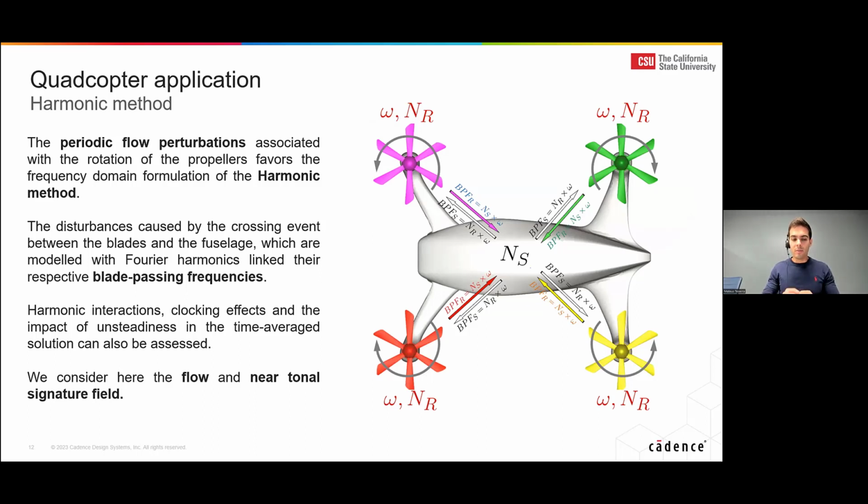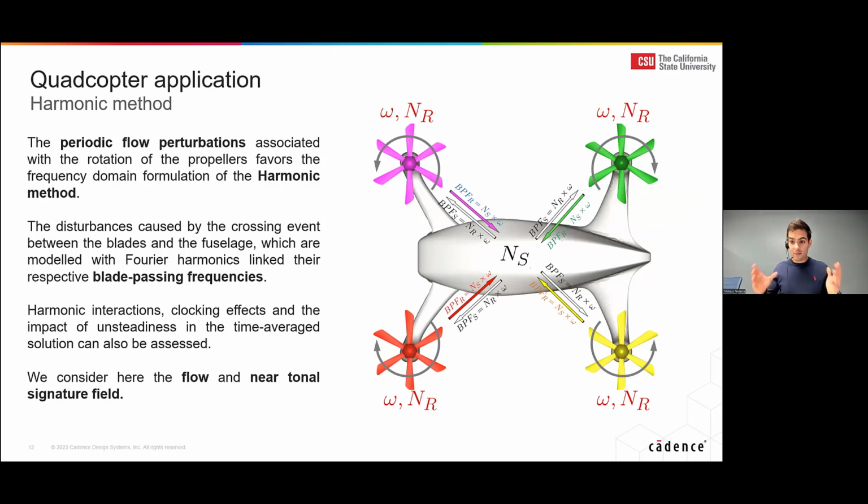So the main takeaway of the harmonic method here is the concept of blade passing frequency. So we're looking at, if I'm standing at the fuselage and the propellers are rotating, I'm going to feel a periodic perturbation in time linked to the number of blades. So every rotation of the propeller, I'm going to see a peak and a valley 6 times linked to these 6 blades each of the propellers have.